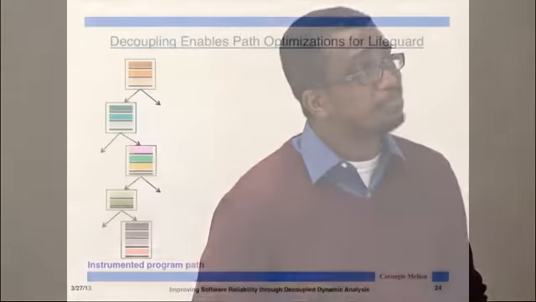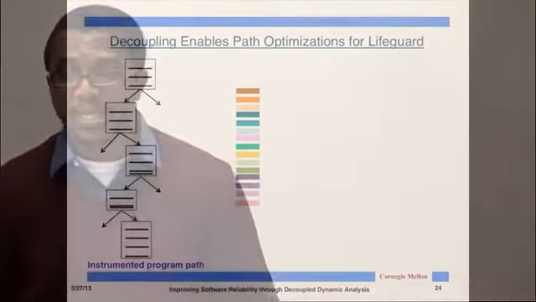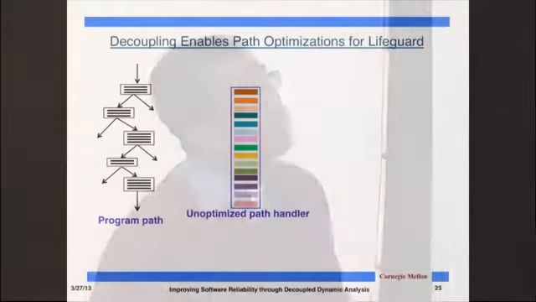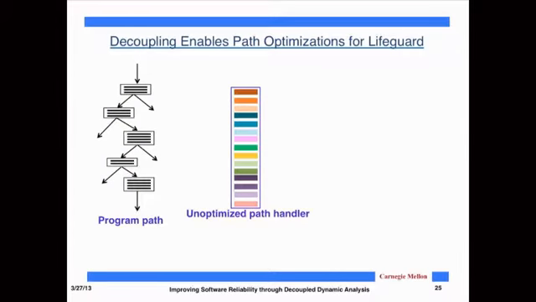There's the program code, and there's the analysis code, and there's some context switching code in between them. This is just really, really complicated to find redundancies in. And this is where decoupling helps us. By decoupling the analysis, the Lifeguard, from the program, we can just focus on the Lifeguard code itself and see if we can improve it by analyzing along paths.